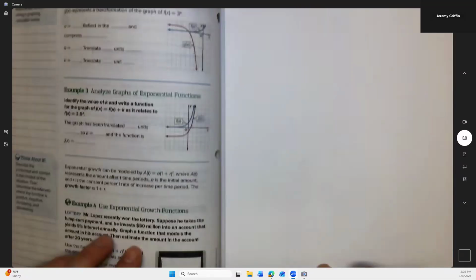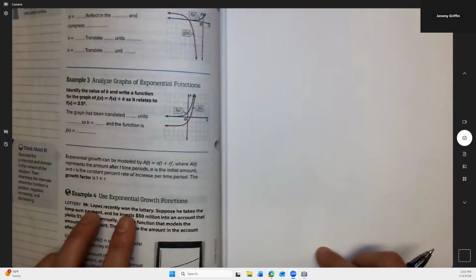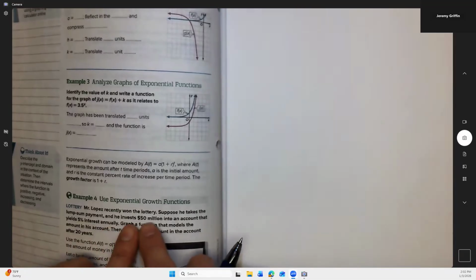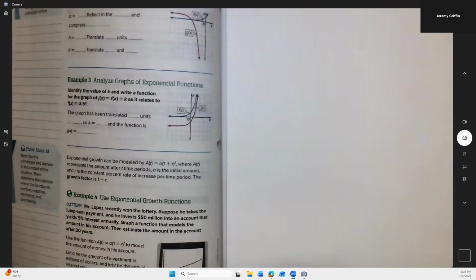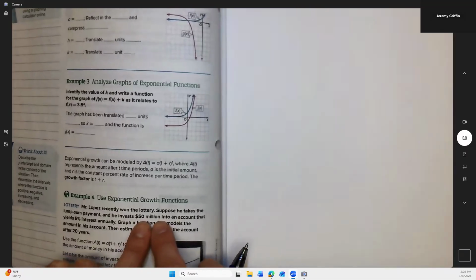Example 4. Use exponential growth functions. Mr. Lopez recently won the lottery. Suppose he takes a lump sum payment and, let's just call it $50 million. Let's say taxes have all been accounted for. Yes, $50 million. What does he want to do with this $50 million?